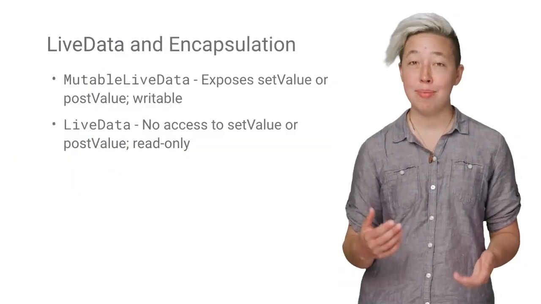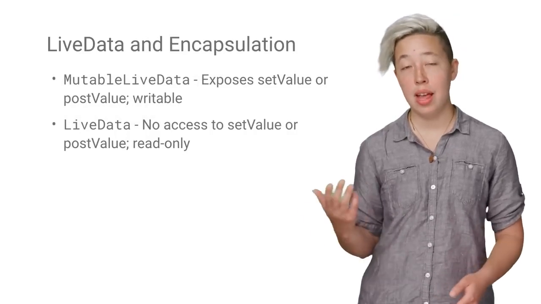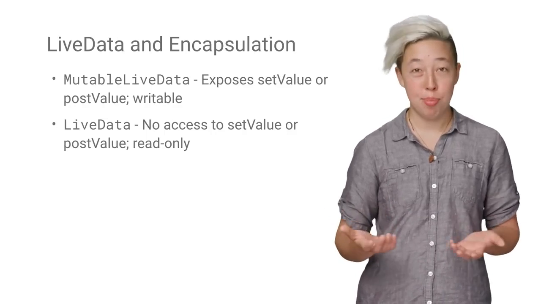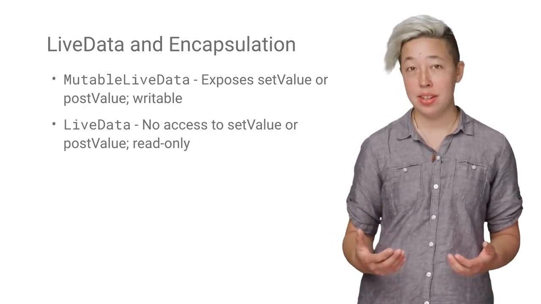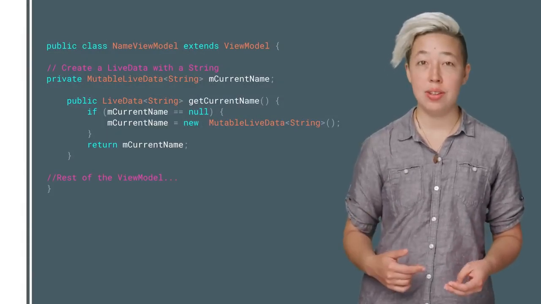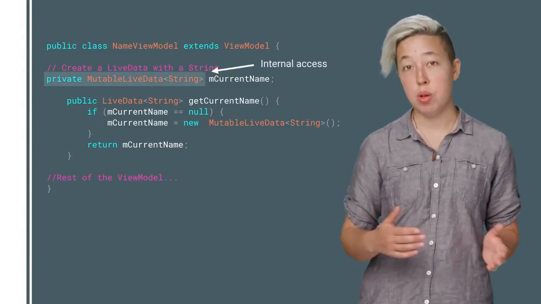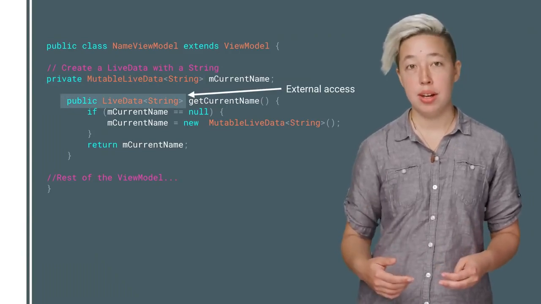While we're on the topic of updating LiveData, let's talk about encapsulation. You'll usually work with LiveData and mutable LiveData. Now, as the name implies, mutable LiveData is mutable. It exposes the setValue and postValue methods. LiveData, on the other hand, is read-only. In general, your viewModel should be the only class directly updating LiveData. This means that within the viewModel class, you can use mutable LiveData, and then from the outside of the viewModel, you can expose plain LiveData objects.